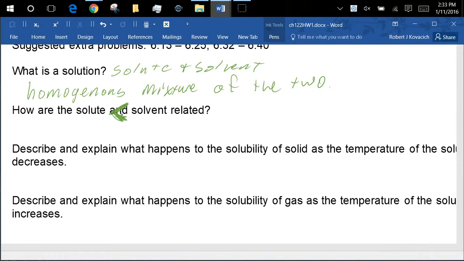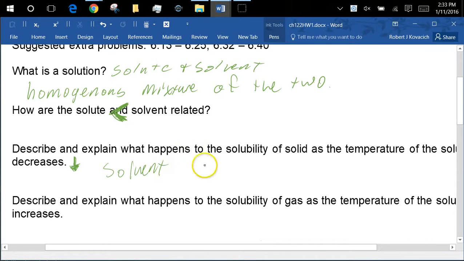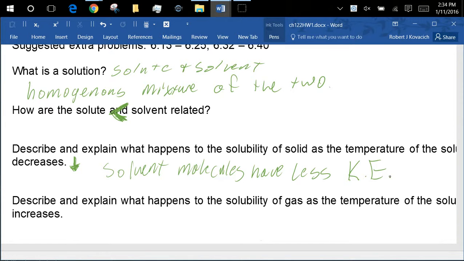What happens to the solubility of a solid as the temp decreases? Up or down? It goes down. Why does the solubility decrease as temp decreases? Which molecules? How about this, my bad. How about the solvent? They have less kinetic energy, so it takes more of them individually to keep the solute molecules or ions solubilized.